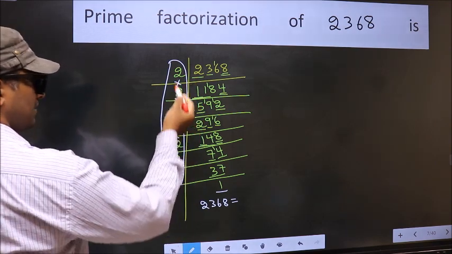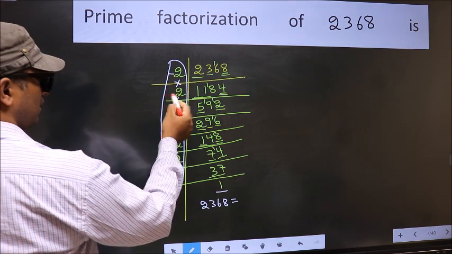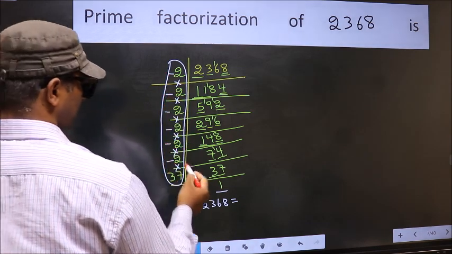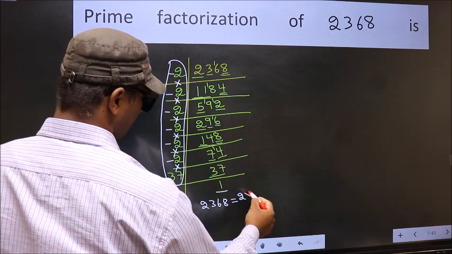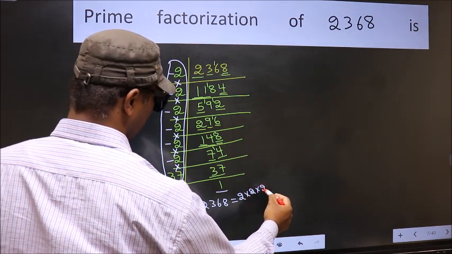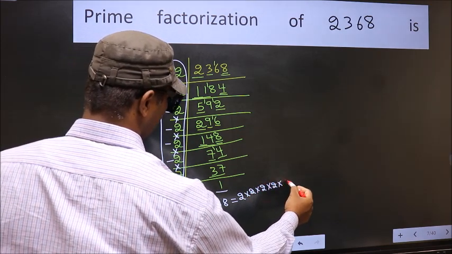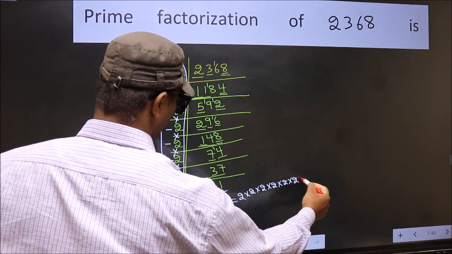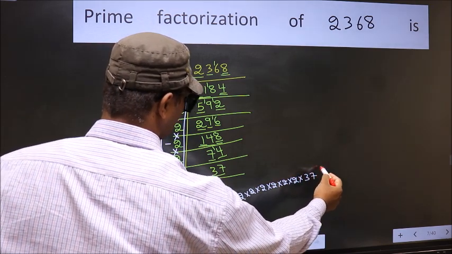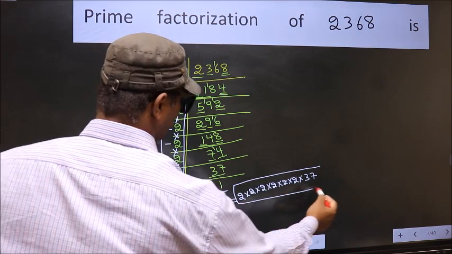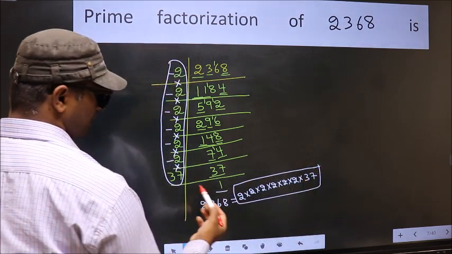So how many times did we get 2? 1, 2, 3, 4, 5, 6. So 2 into 2 into 2 into 2 into 2 into 2 and finally into 37. This is the prime factorization of 2368.